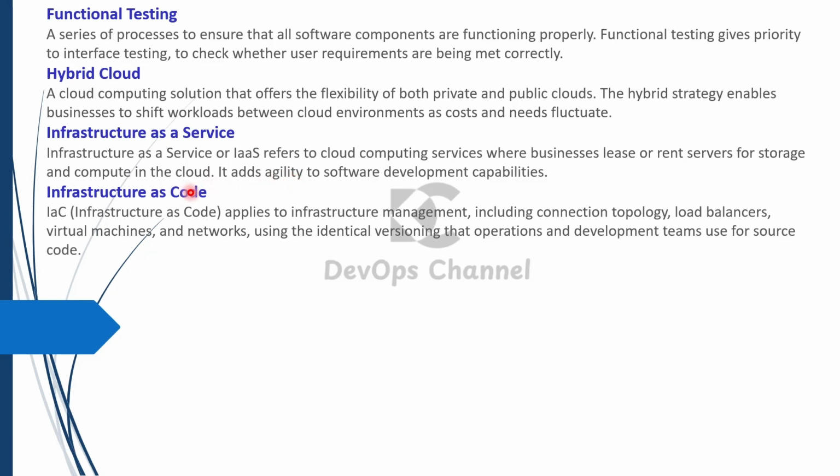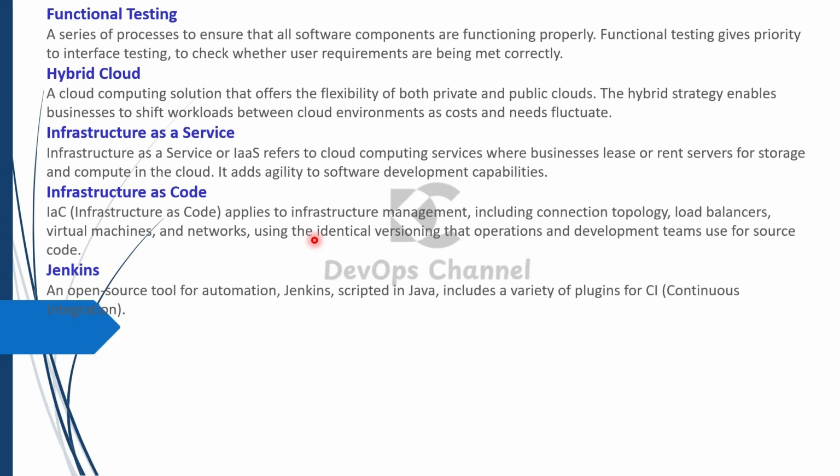Next one is infrastructure as code. We have discussed it. So basically it applies to infrastructure management, including connection topology, load balancing, virtual machine, and network. So you can deploy many sets of cloud technologies at the same time by using orchestration and by using playbook tools like Ansible.